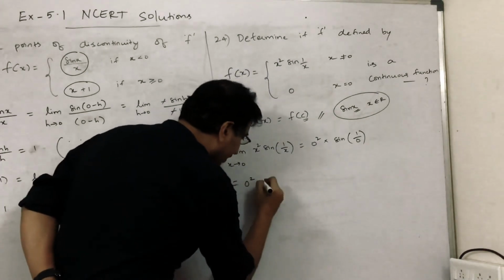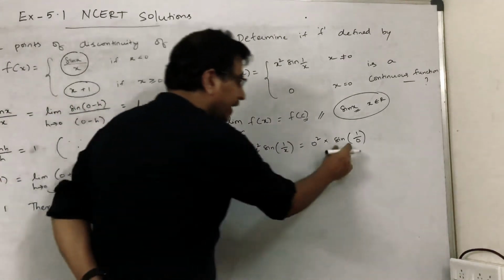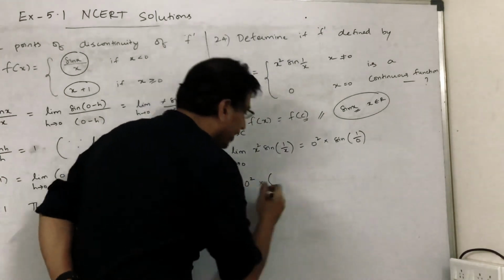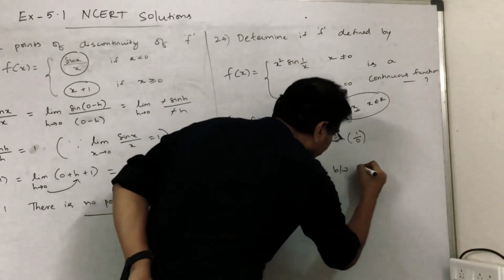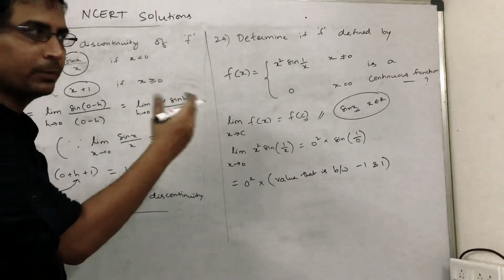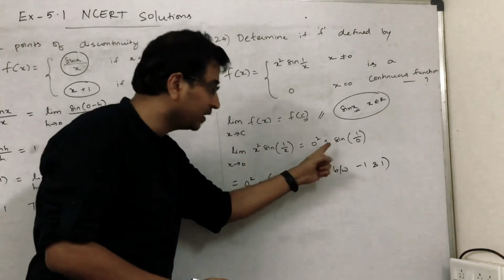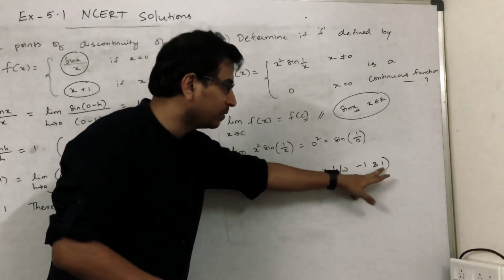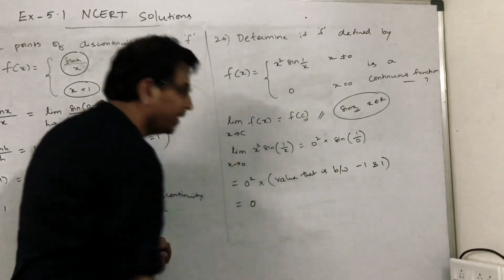This is a very important concept, have it in your mind. Sin of any value that you substitute from the real number system will always be a value between minus 1 and 1, because the range of sin is between minus 1 to 1. So, you have 0 square multiplied with a finite number. Don't make the mistake of writing sin infinity as infinity, because the maximum value sin can generate is plus 1 and the least value is minus 1. So, 0 square into a finite value will be 0.